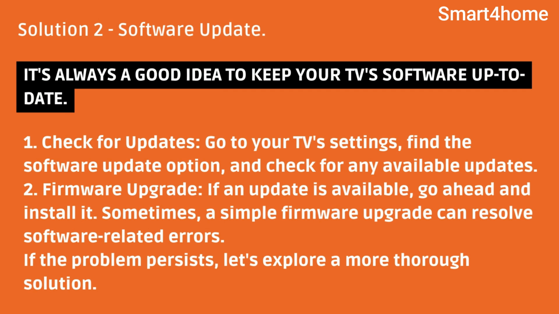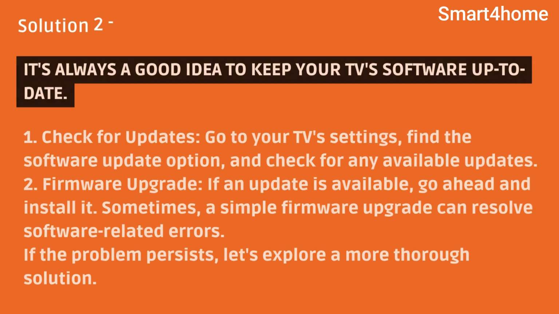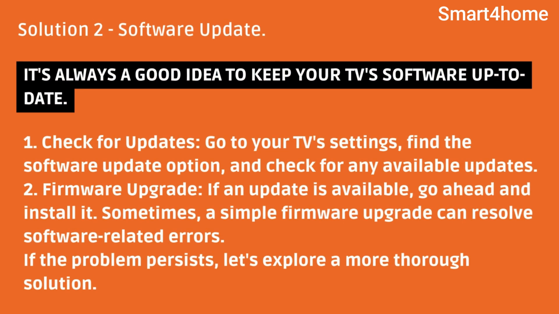Solution 2. Software update. It's always a good idea to keep your TV's software up to date. 1. Check for updates. Go to your TV settings, find the software update option, and check for any available updates. 2. Firmware upgrade. If an update is available, go ahead and install it. Sometimes, a simple firmware upgrade can resolve software-related errors. If the problem persists, let's explore a more thorough solution.